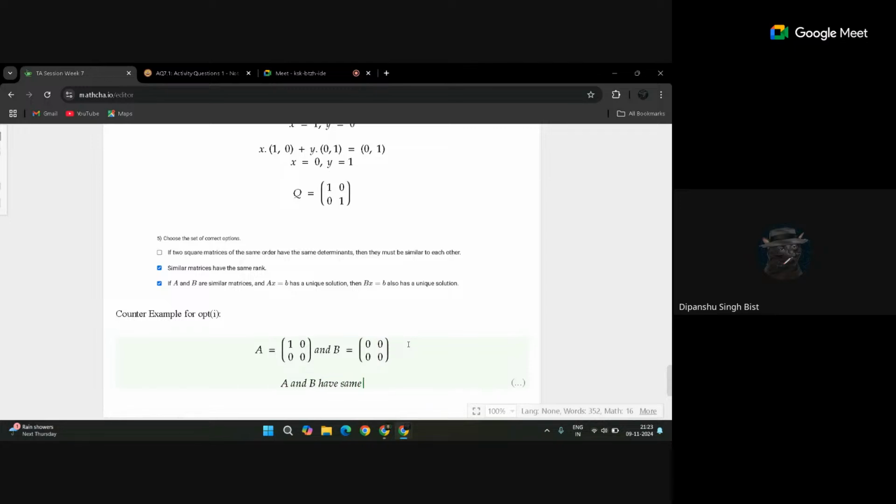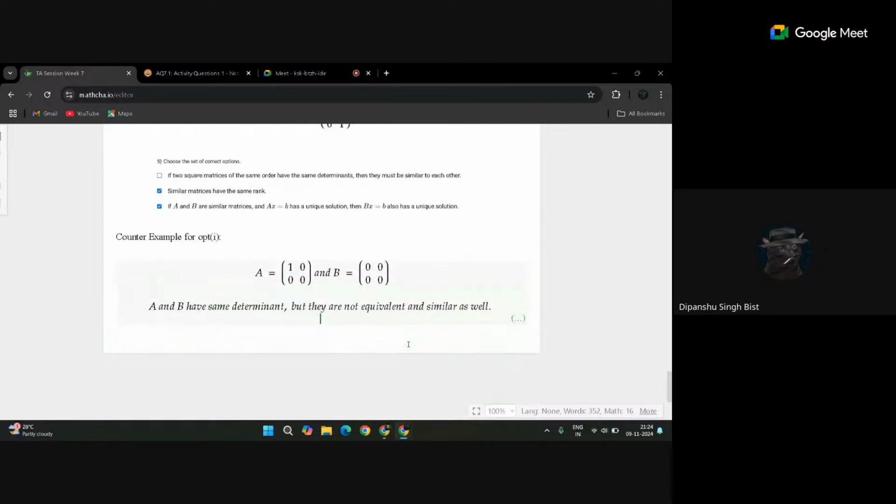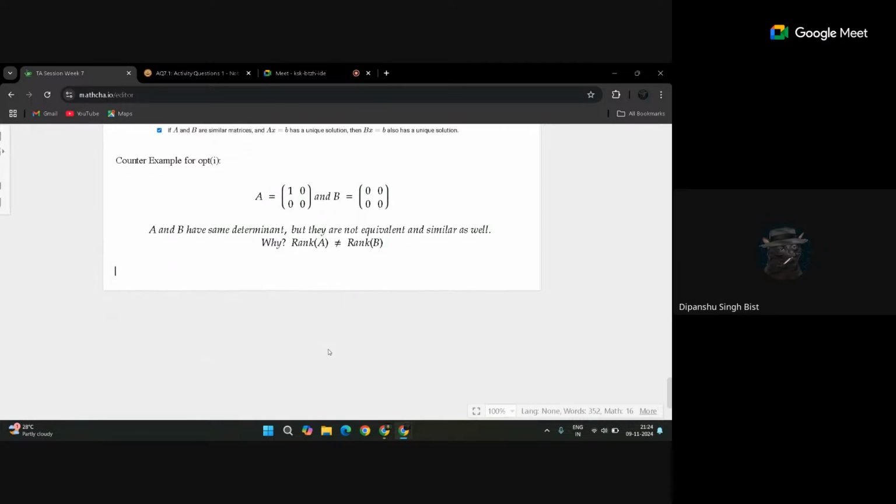A and B have the same determinant, but they are not equivalent and similar as well. Why? Rank of A is not equal to rank of B. Is it fine? Yes.